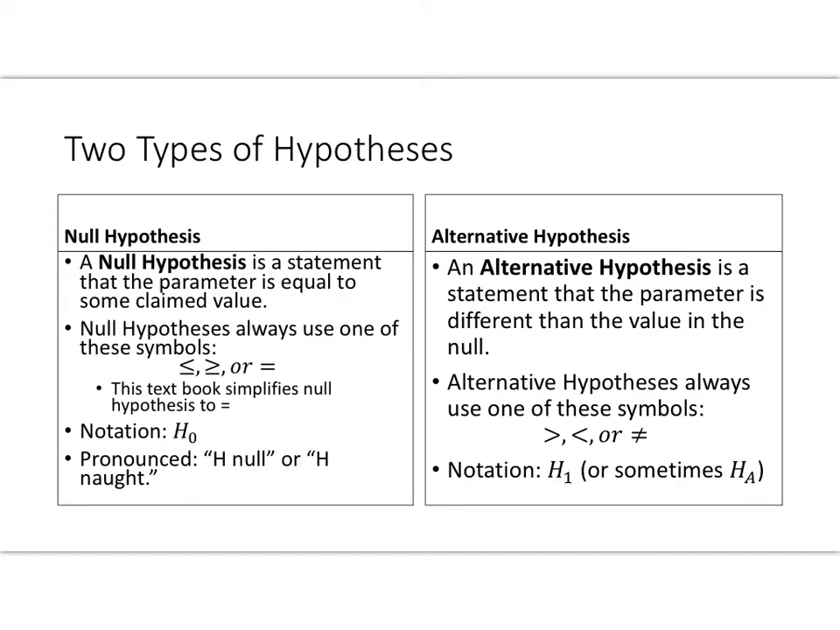There are two types of hypothesis: null hypothesis and alternative hypothesis. A null hypothesis is a statement that the parameter is equal to some claimed value. The null hypothesis always uses some kind of equality symbol, so you could see less than or equal to, greater than or equal to, or equal to. Now, make sure that you realize that our textbook simplifies all null hypotheses to equals. This includes MyStatLab. Okay.